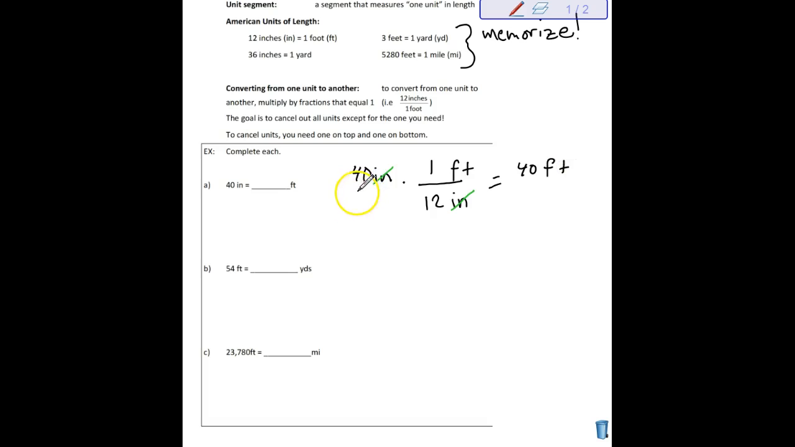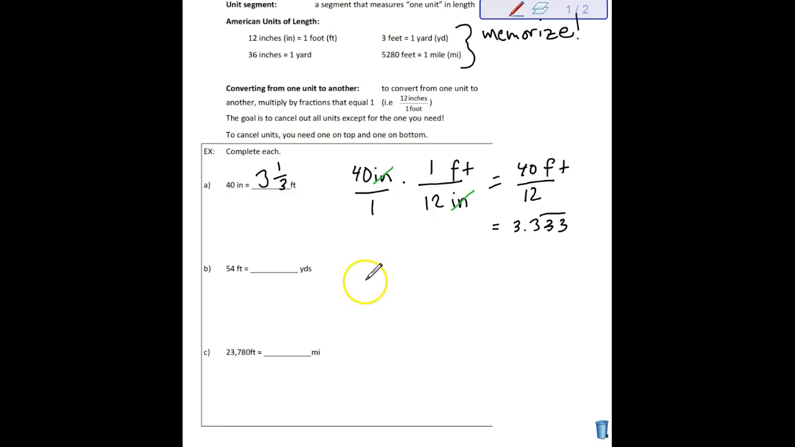And then on the denominator, when I don't have anything, I just put a 1. 1 times 12 is 12. And I have no units in the denominator, so I just leave them off. So 40 divided by 12 gives me 3.333, repeating, which I prefer not to use the decimal. Instead, I would prefer you write 3 1/3 feet.